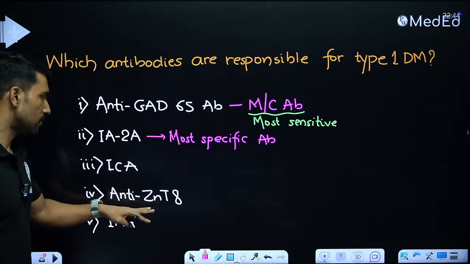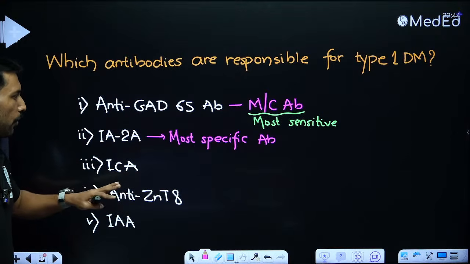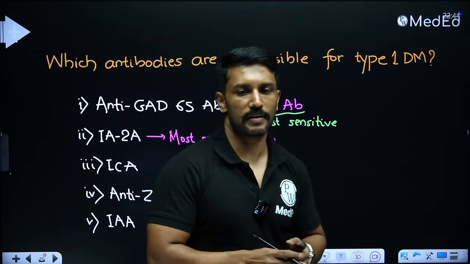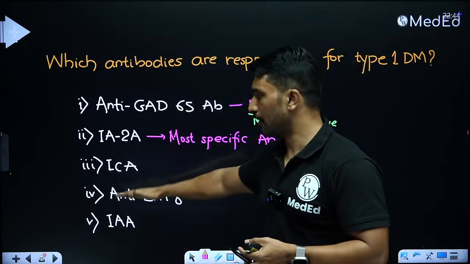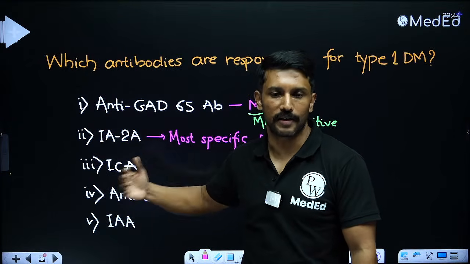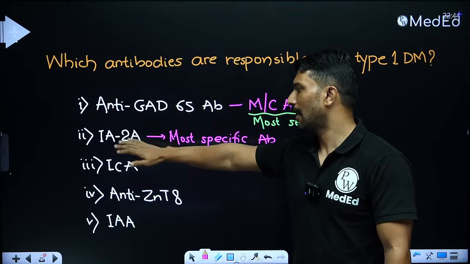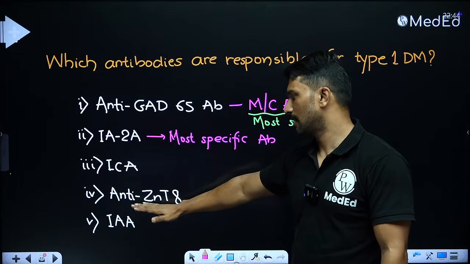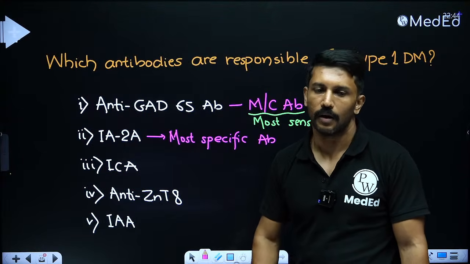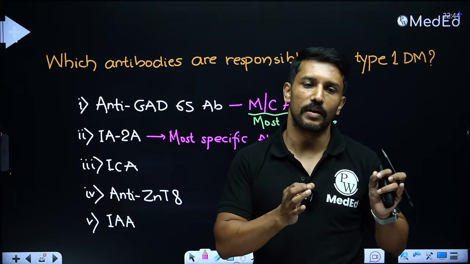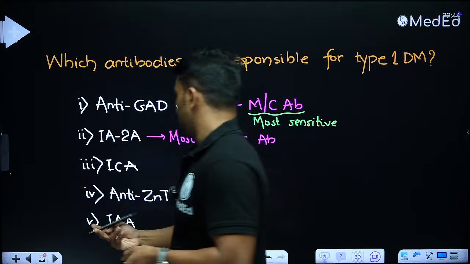So for the others, there is no specific MCQ point to remember, but whenever I suspect that it may be type 1 diabetes mellitus, I have to do a battery of investigations. At least 2 or 3 of these antibodies should be tested. Routinely, we go for anti-GAD 65, IA2A, and nowadays anti-ZNT8. Out of them, if any one turns out to be positive, then I can call it type 1A diabetes. Okay.